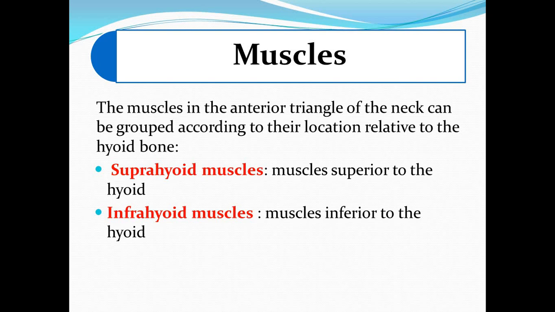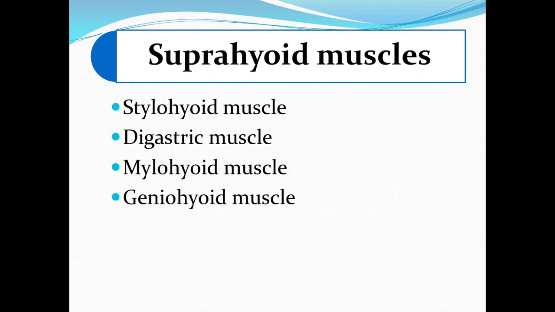So the muscles in the anterior triangle can be divided again into suprahyoid and infrahyoid. The suprahyoid muscles include the stylohyoid, the digastric, the mylohyoid, and geniohyoid. We talked previously about the mylohyoid and geniohyoid when we talked about the floor of mouth. So we are left with the stylohyoid and digastric muscle.